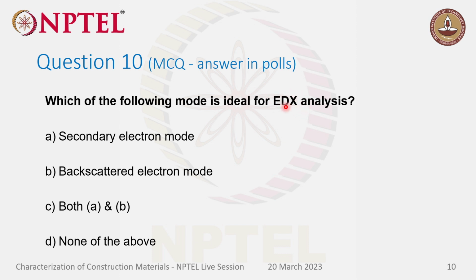So we have two major modes in SEM, scanning electron microscope. We call them secondary electron mode or backscattered electron mode, right? In that case, we have separate detectors for secondary electrons, and then a backscatter electron detector will also be there. Which of the following mode is ideal for EDX analysis? You have to find the right answer. Either it's scanning electron mode or backscatter electron mode, or both A and B, or none of the above.